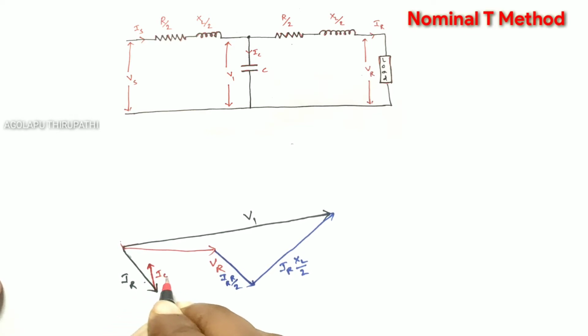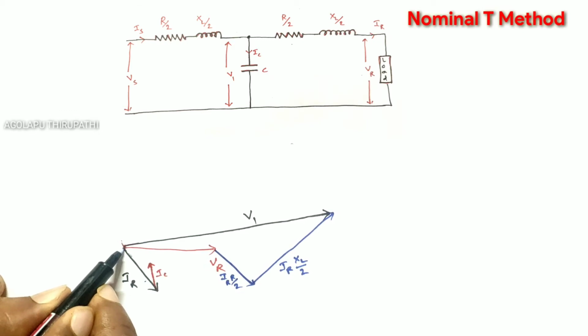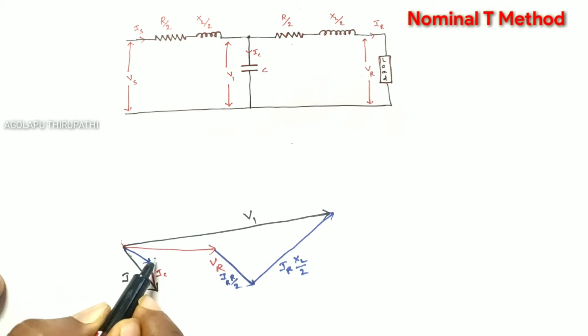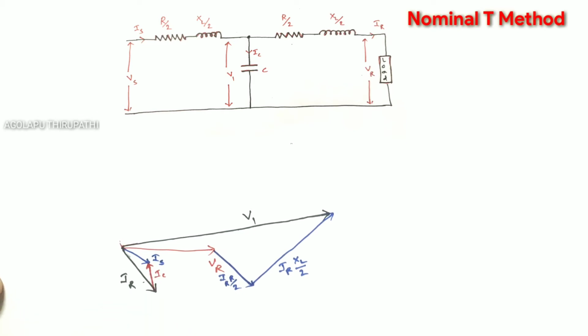So this is the IC vector. Here IC leads V1 by 90 degrees. So now take the resultant of these two vectors. That is the sending end side current IS.